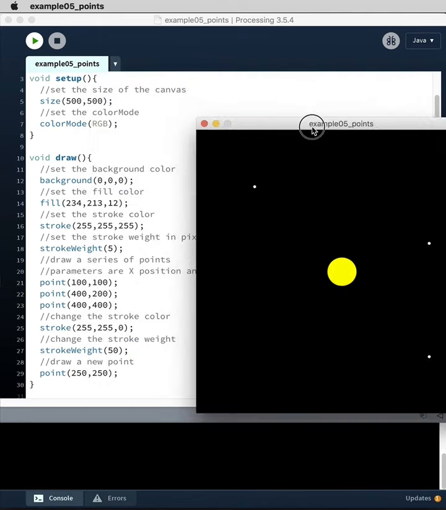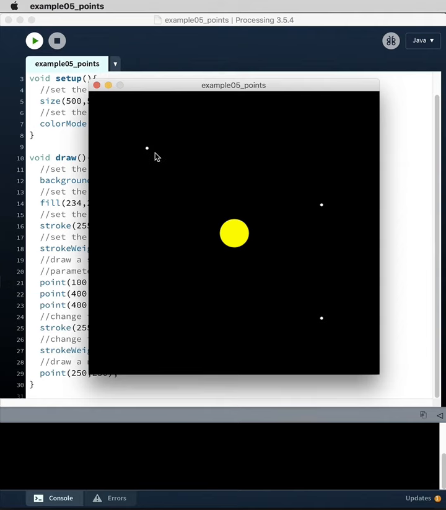These are 5 pixel stroke weights for the 3 points. So very straightforward.